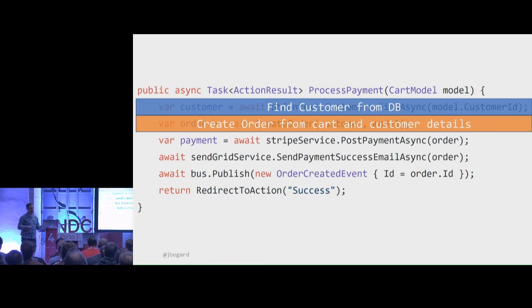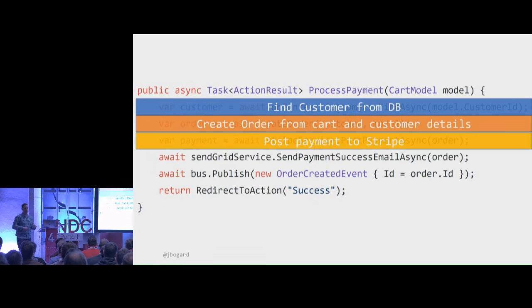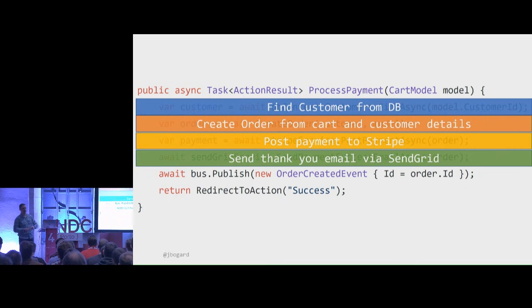Now that we have their cart information and the total, we call the Stripe payment service to post a payment to Stripe. Next, after we successfully call Stripe, we need to tell the customer, thank you for your order. In this case, we're using an email service called SendGrid to send the thank you email to the customer. Finally, we need to notify downstream systems to process the order and ship it out the door.